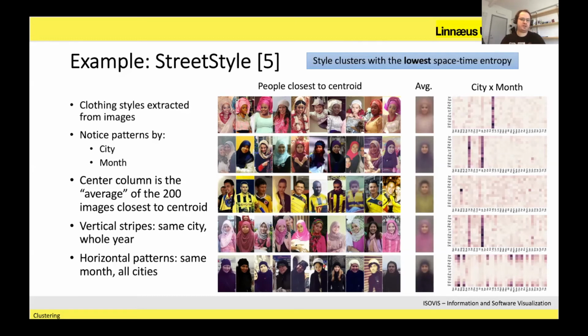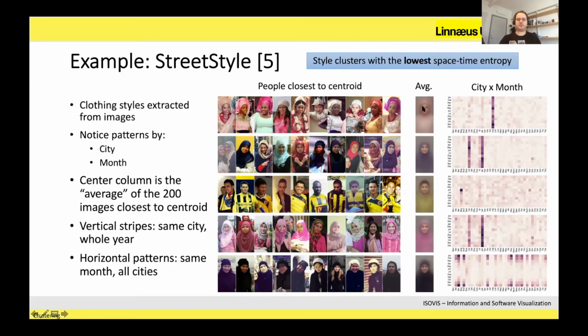But basically they have these images. They analyzed the images and extracted these clothing styles from the images, and then they tried to detect patterns by city and month, for example. The month of the year and the cities where these people are coming from. It's only the capitals of the world, if I'm not mistaken, like big capitals.